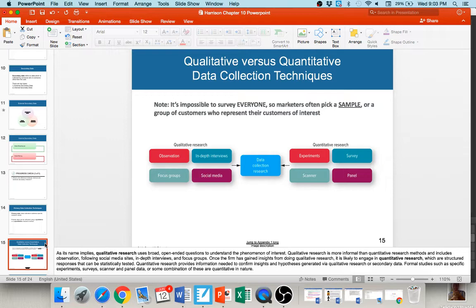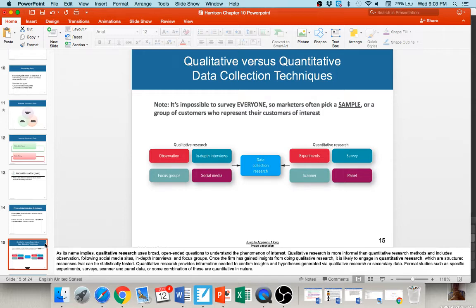Obviously, as the name implies, qualitative research is typically seen with very broad, open-ended questions, trying to understand the phenomenon of interest. And it's usually a little less formal than quantitative research methods. Some examples of qualitative research are observation, in-depth interviews, social media, focus groups, and so forth.